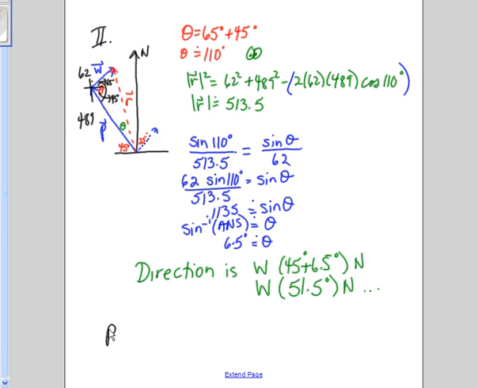Please try page 58, 59, number 1, 3 to 8, 11 to 14.